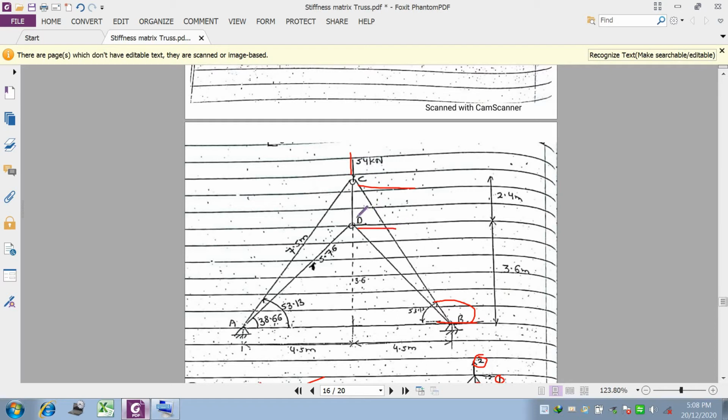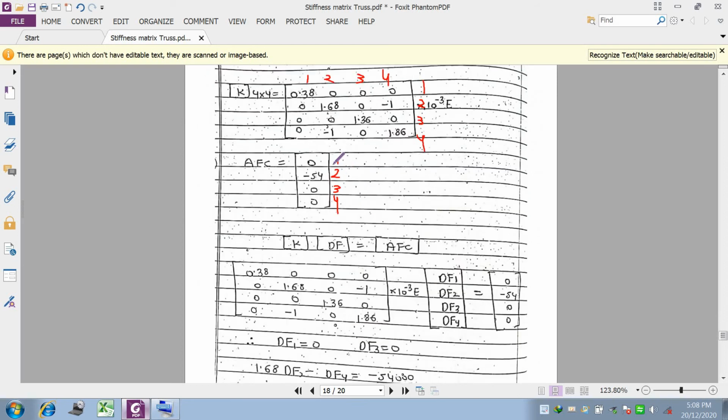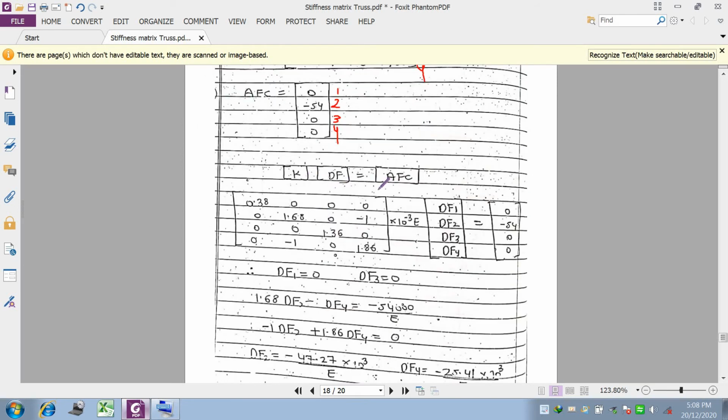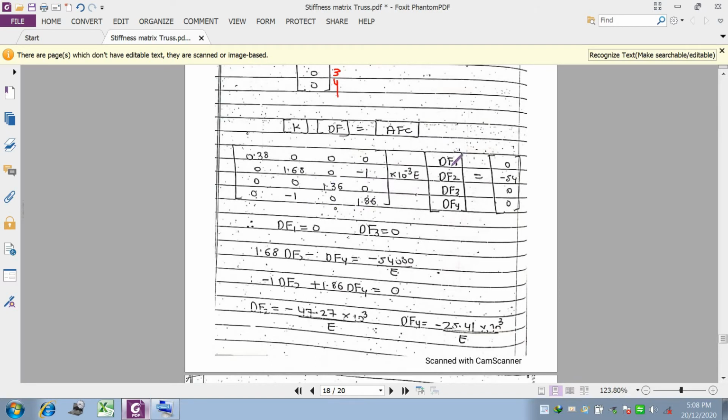At 3 that is 0, at 4 that is 0. So let us see what he has written, 0 minus 54 0 0. Then the calculation of the displacement. K into DF is equal to AFC. In the K matrix you have to put DF, that is a displacement matrix. You have the displacement values or the unknown displacement you have to put here, and AFC you have to put here. Okay, then you will get the answer.